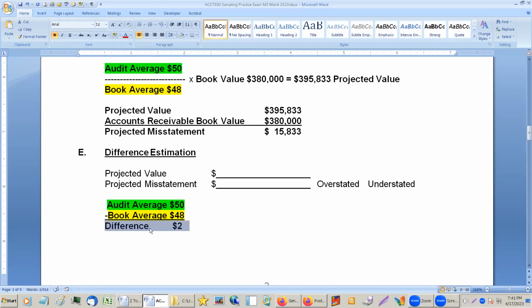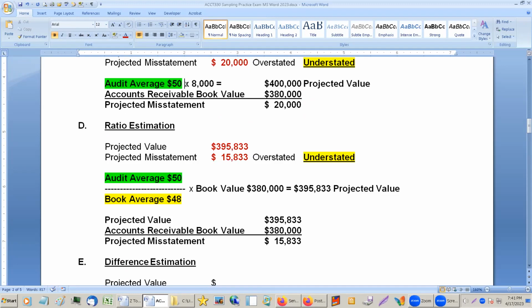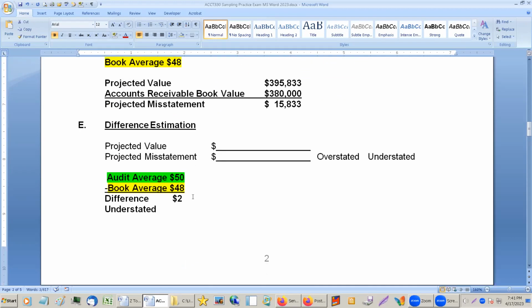Now, is this an understatement or overstatement? Are we saying that each of these items are overstated or understated? Understated, good. Yeah, they're saying they're 48, the average, we're saying it's 50, so these are going to be understated. Okay, now we're saying that every single item that they have is understated. So $2 times 8,000, 16,000.